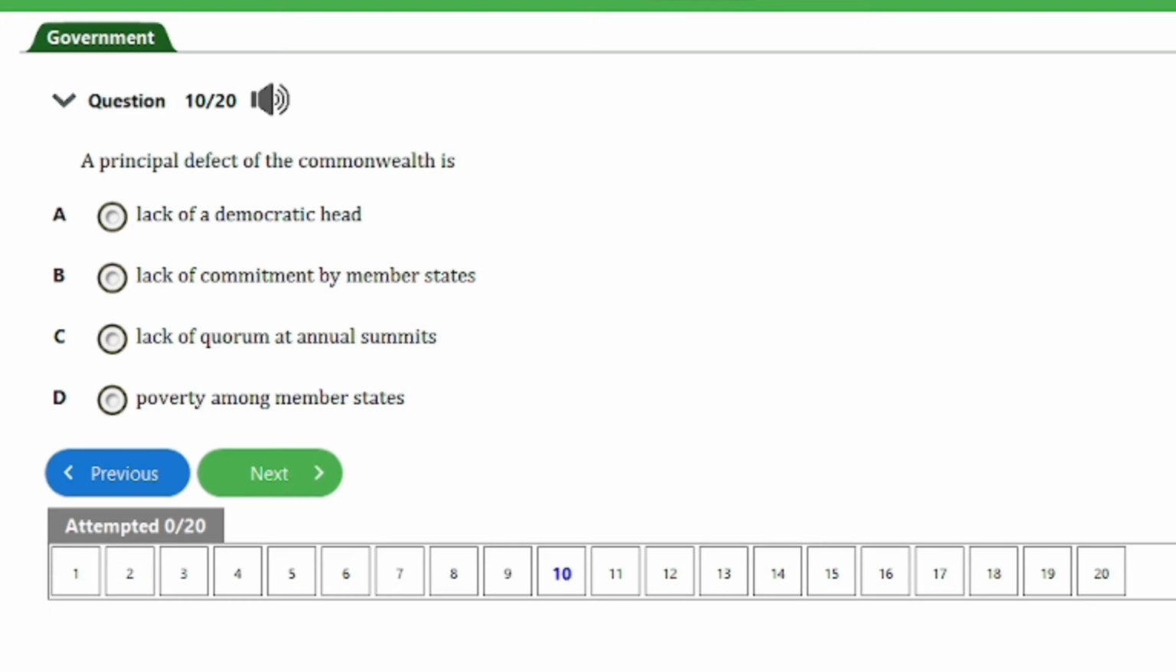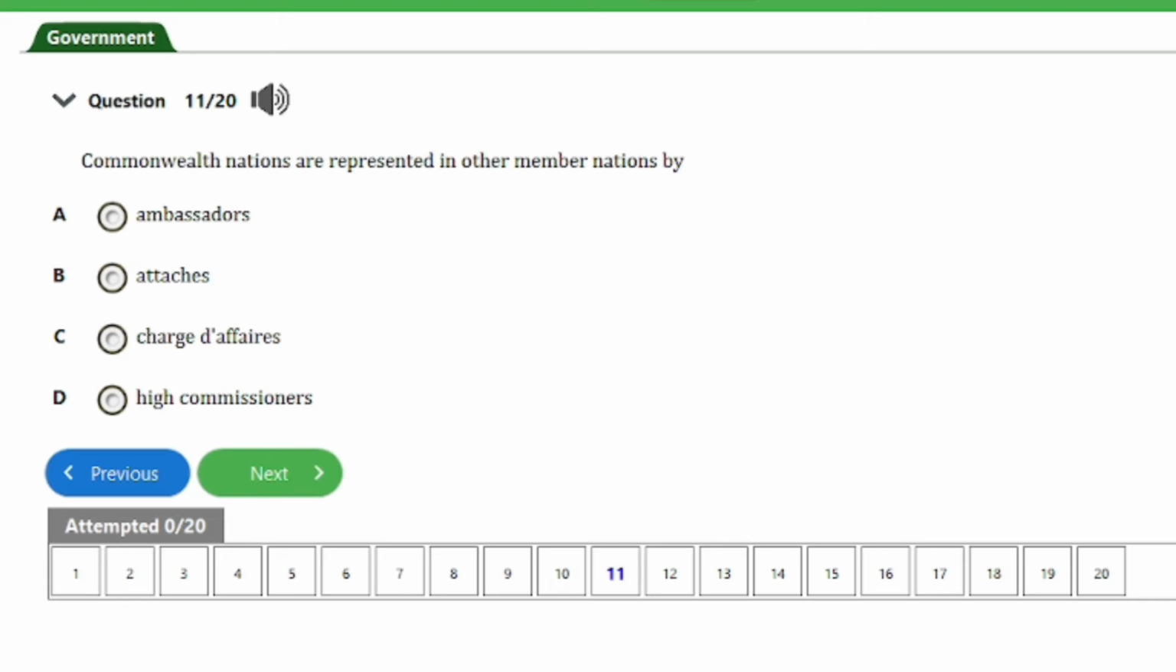So over here we have question number 11. It says, Commonwealth nations are represented in other member states by... Alright, so guys, we've answered this question before, and that's high commissioners. So that's it for this question. Option D is the answer. Let's get on to the next question, guys.